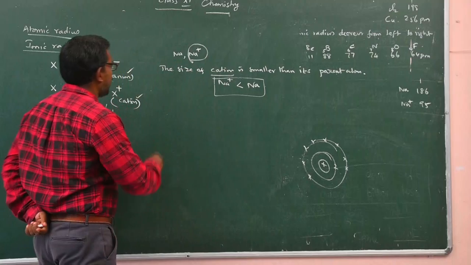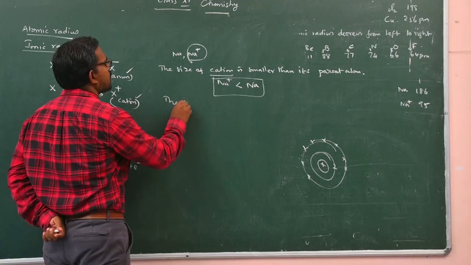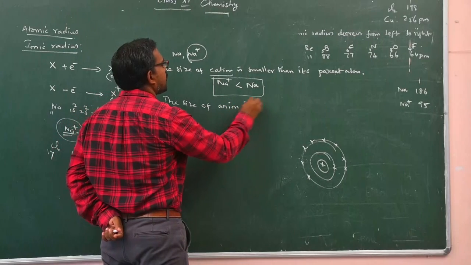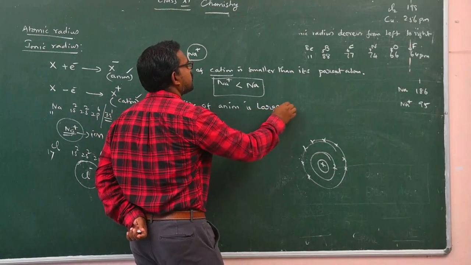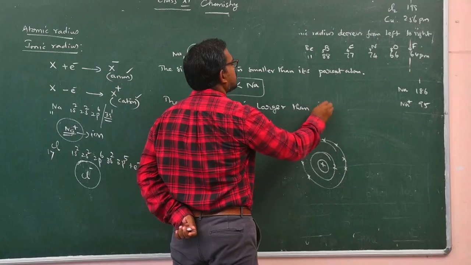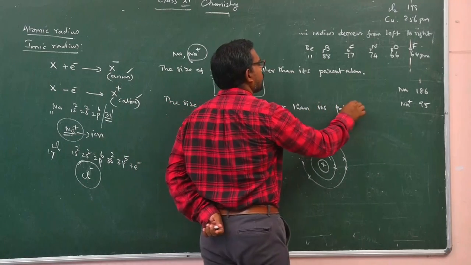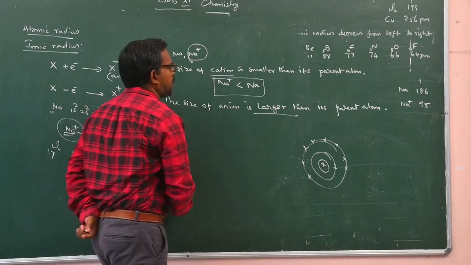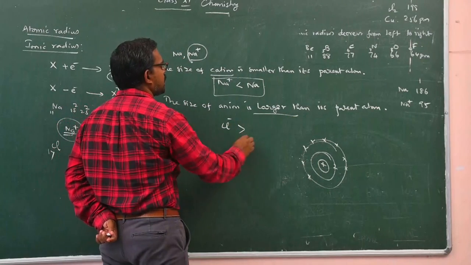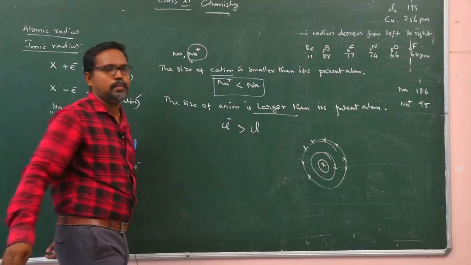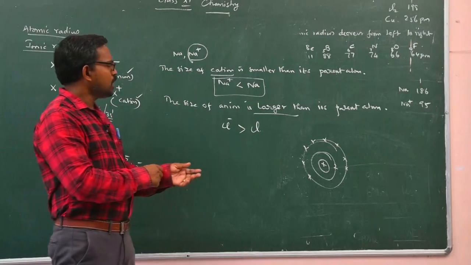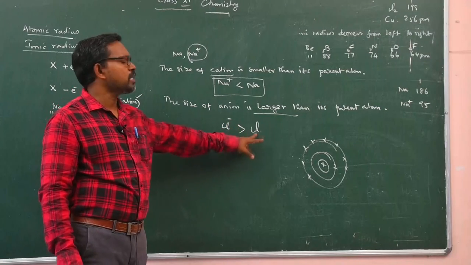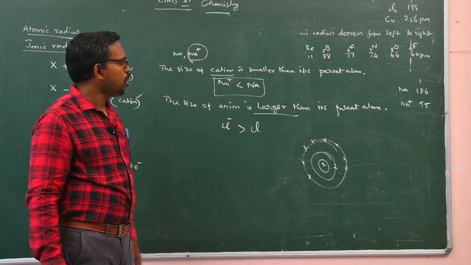And in a similar way, the size of an anion is larger than its parent atom. That is, Cl minus is greater than Cl. From the examination point of view, Cl minus is greater than Cl. Justify. How to justify?